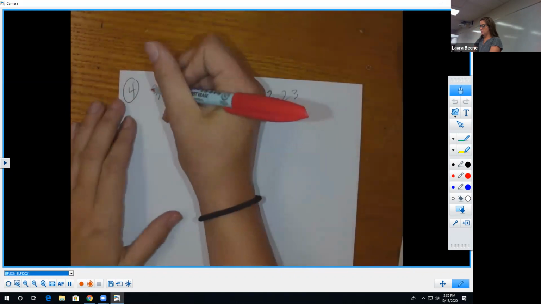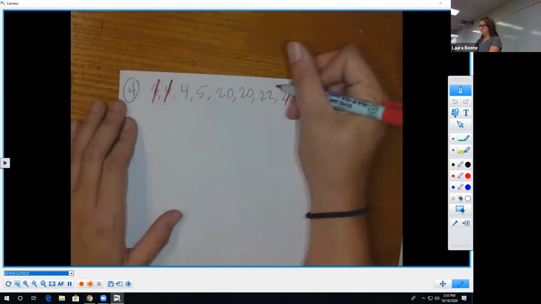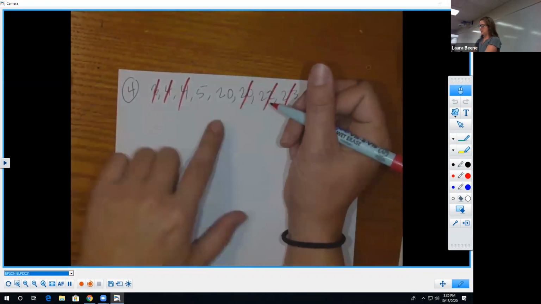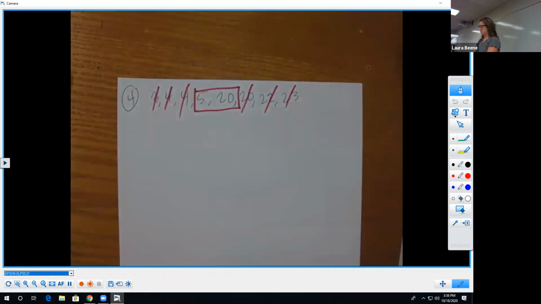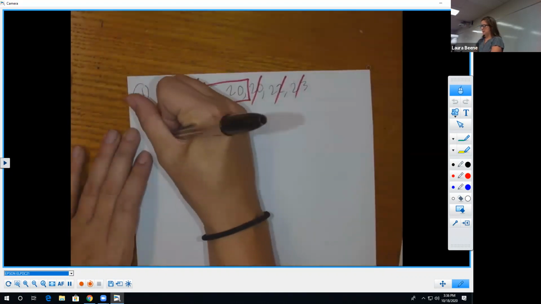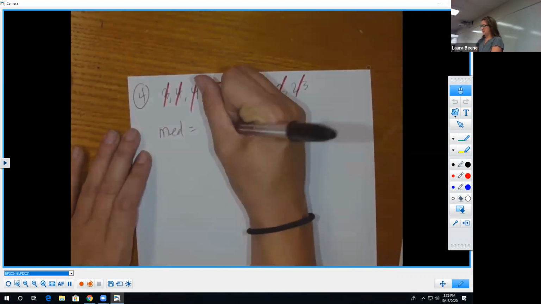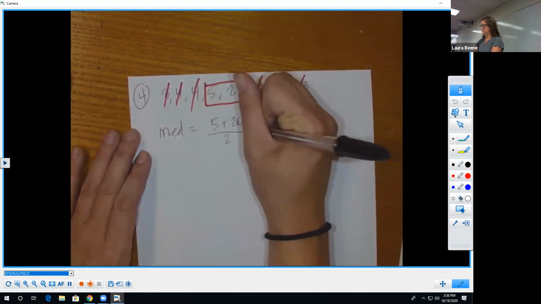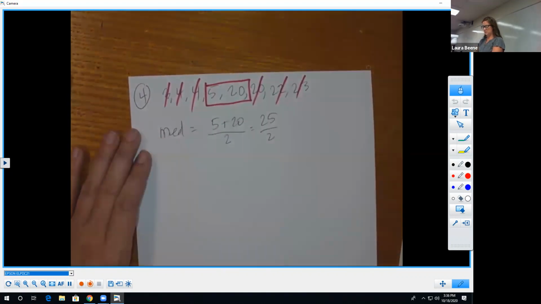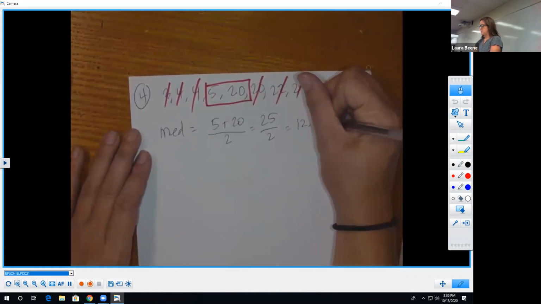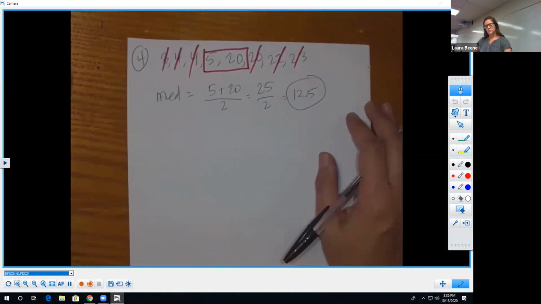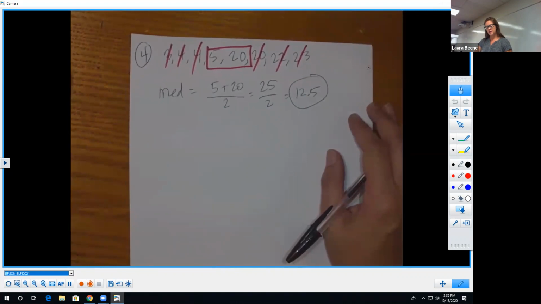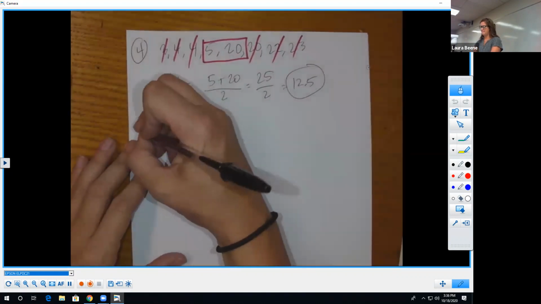So you can mark them off one from each end, 2, 3, and now I have the two middle numbers. So my median is the average of these two numbers. So the median is 5 plus 20 divided by 2, which is 25 divided by 2, which is 12.5, right? Yes. So my median here is 12.5. Okay, so the advantages of the mean.